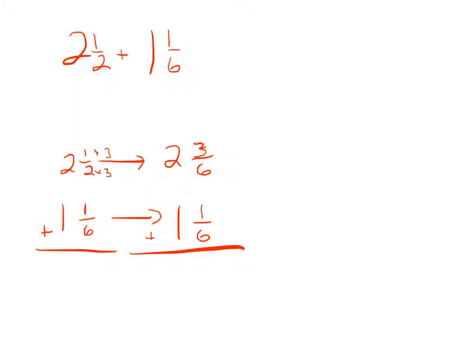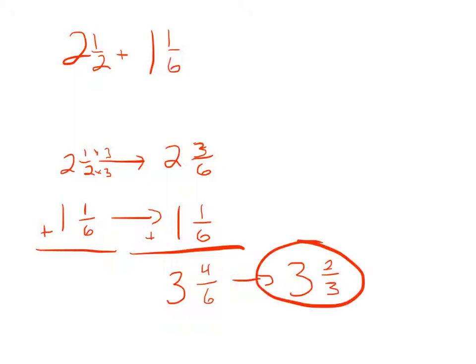Alright, now we are ready to add. 3/6 plus 1/6 is 4/6. 2 plus 1 is 3. And we can't stop there. We're going to have to regroup. We can divide both 4 and 6 by 2. So we're going to be left with 3 2/3 for our final answer. So in this instance, we only had to change this fraction over here. This fraction stayed the same because of the 6. That won't be the case here in the next example.